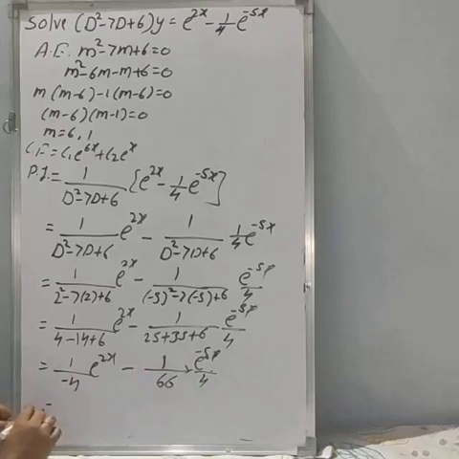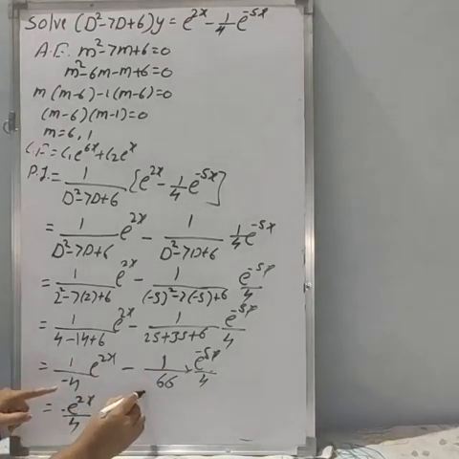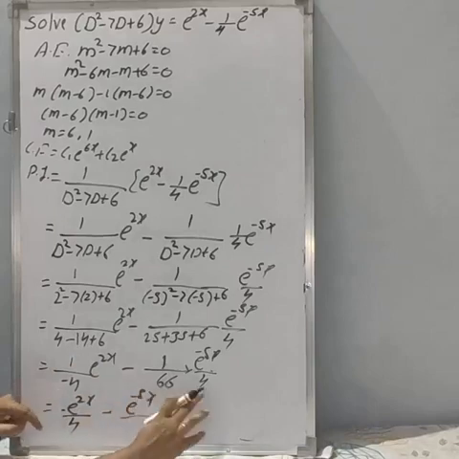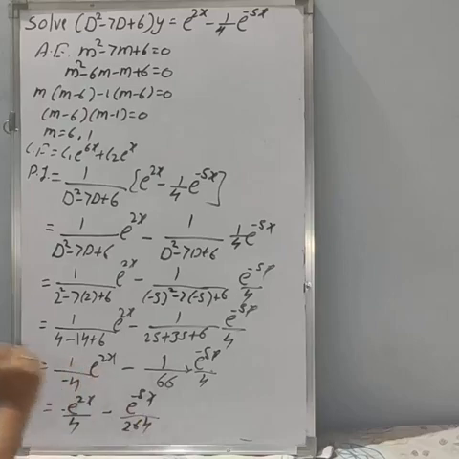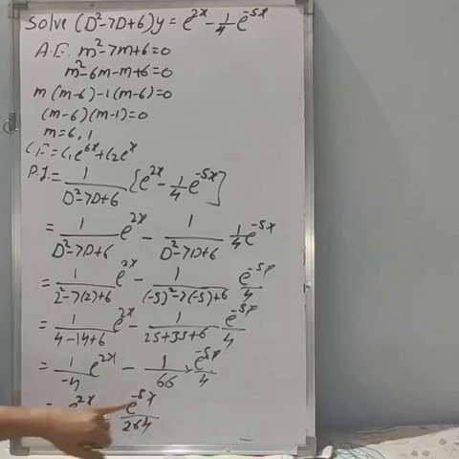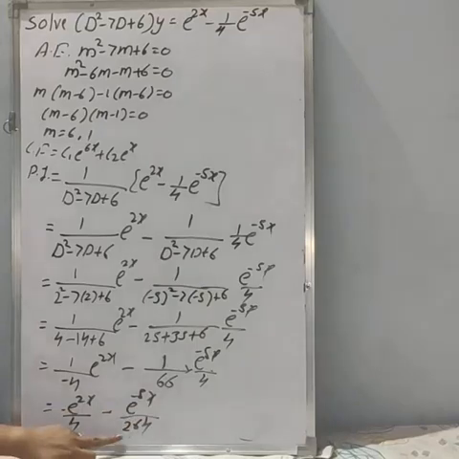So the first term is minus e to the power of 2x divided by 4, because here we have minus 4. Then minus e to the power of minus 5x divided by 66 into 4. 66 into 4 is 264. That is nothing but your required particular integral. Here we have minus 4, so we write minus here, and 66 into this constant 4 gives 264. So this is the required particular integral.